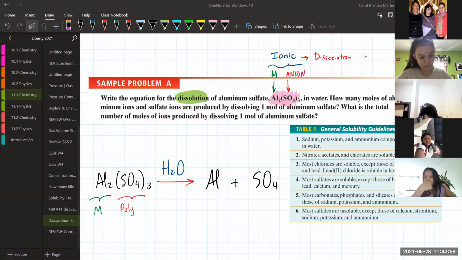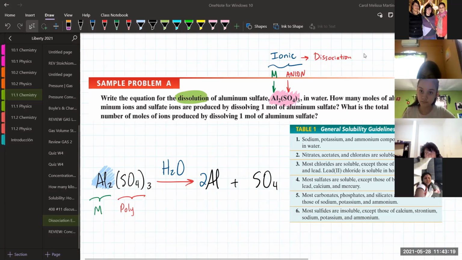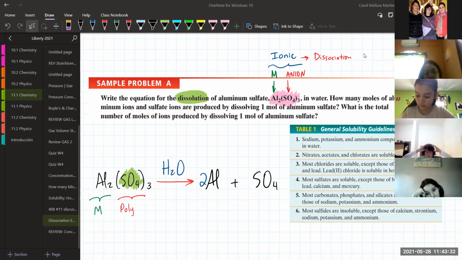Now, what happens? You have to balance what is being produced. So, take a look right here. How many aluminums do we have? Two aluminums. So, we write it as a coefficient like that. Now, how many sulfates do I have? Three. Remember, this three that is outside the parentheses multiplies everything that is inside. Everything that is inside is sulfate. So sulfate in the end is being multiplied by three. So you need to balance it by writing a three over there. And with this, your dissociation equation is already balanced.